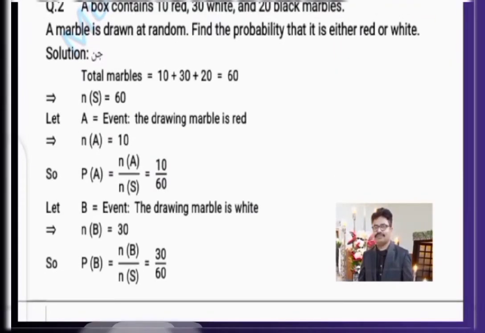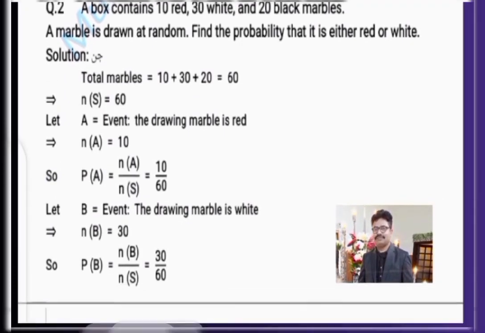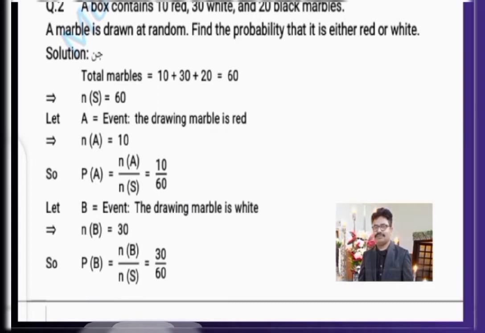Next we are going to solve question number 2. A box contains 10 red, 30 white and 20 black marbles. Here, a very important word is marble. In some books it might be card, it might be ball or something else. The procedure of finding the probability will be the same. The word can be changed, but the procedure of finding the probability will be the same.